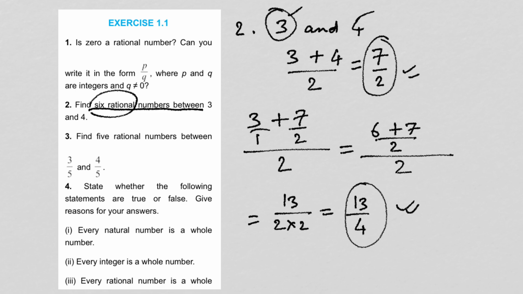Doing the same step, adding 13 by 4 and any of the given numbers, which I can take as 3, and again dividing by 2, I will get a new number. But this whole method is so clumsy, so tiresome. So this is one method. You can use this method in your exam. But let me give you one simple method.